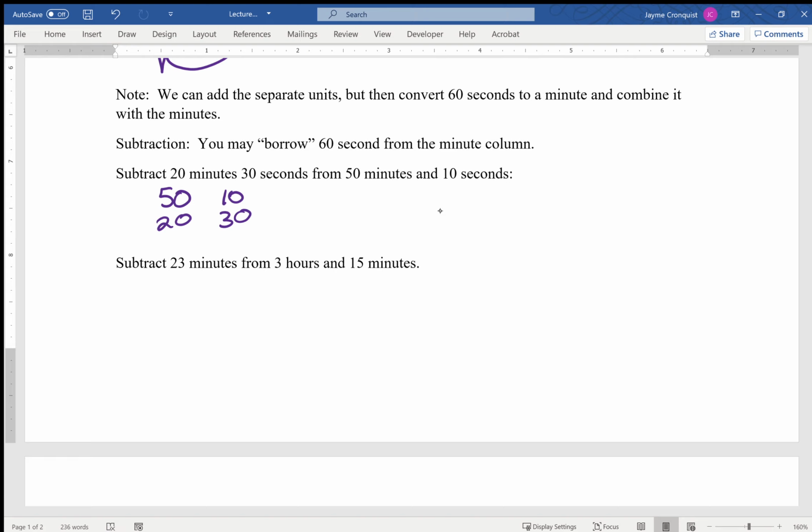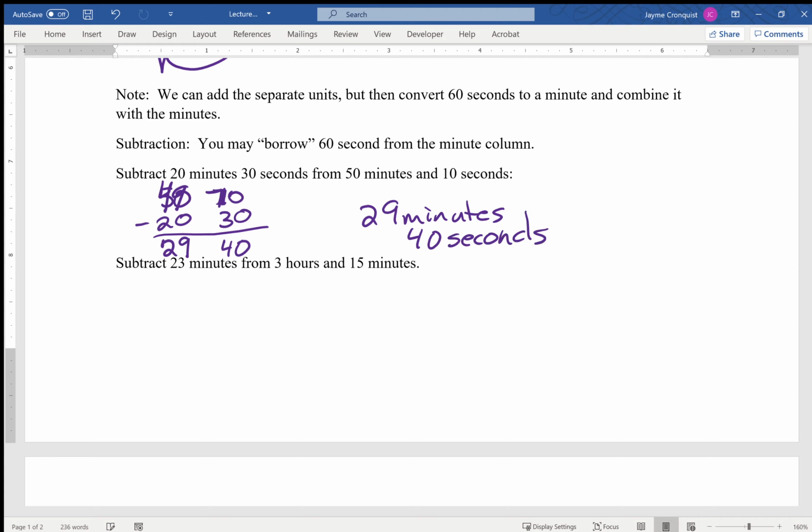Okay, so what I'm going to do is convert this 50 minutes 10 seconds, I'm going to add 60 to the 10. So that's going to become 70. And this becomes 49. So this is 29. And now 30 from 70 I can do. 40. So my answer is 29 minutes and 40 seconds.